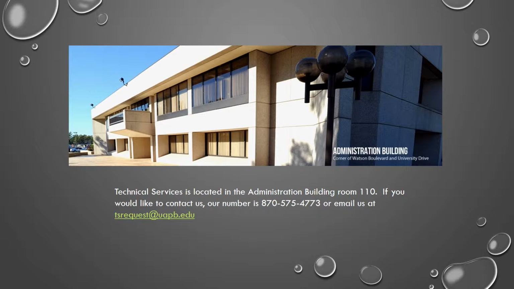Technical Services is located in the Administration Building, room 110. If you'd like to contact us, our number is 870-575-4773, or you can email us at tsrequest@uapb.edu.